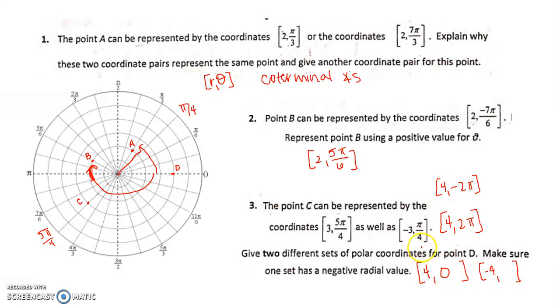All of those would work as point D. However, it does ask for one that has a negative radial value. So that -4, when you're doing your negative ones for the r, you actually want to look at what's on the total opposite side. So completely opposite of where d is pi. So if I was facing towards my pi at the center, but instead of going towards it, I went -4, I would still land at d.